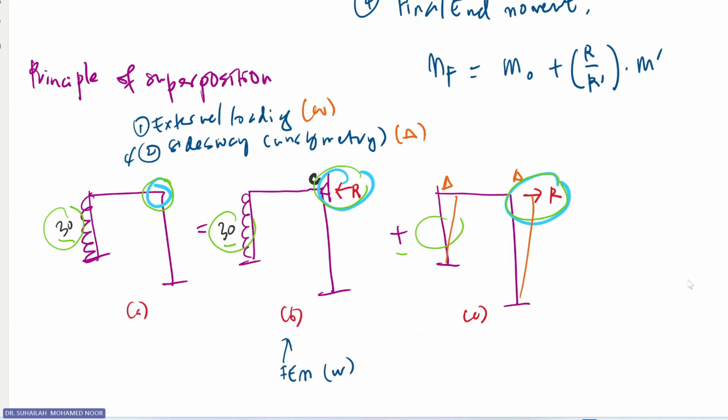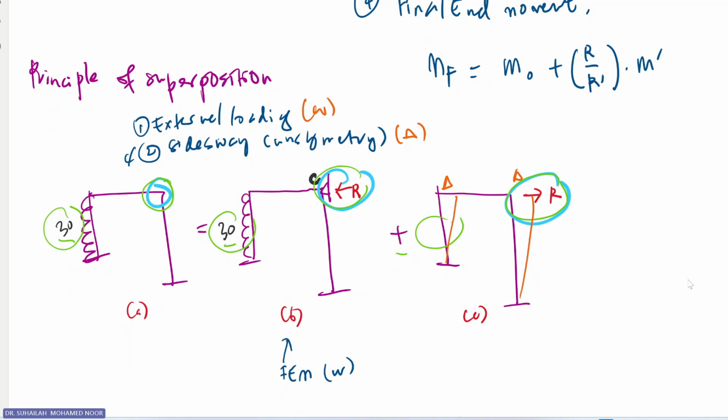In the principle of superposition, the idea is that we have to calculate the fixed end moment 2 times. One is due to external loading, where the value is given, the 30 kilonewton per meter UDL, so we can calculate the FEM due to external loading. But for a frame with sidesway, the delta is unknown, so we cannot calculate the FEM due to delta in this case. That's why we apply the principle of superposition and have 2 parts.